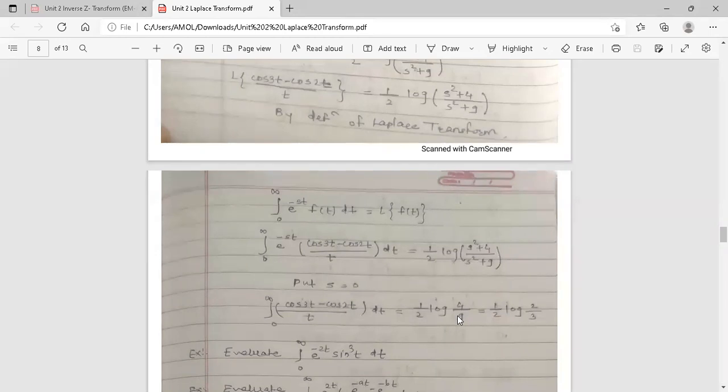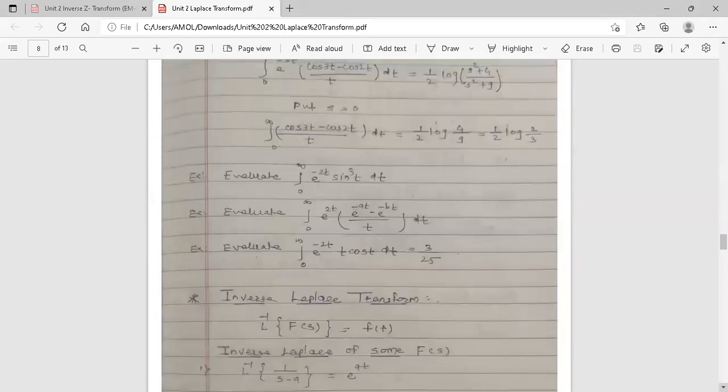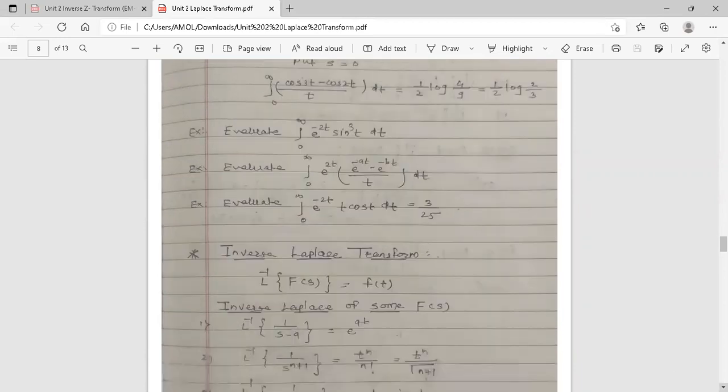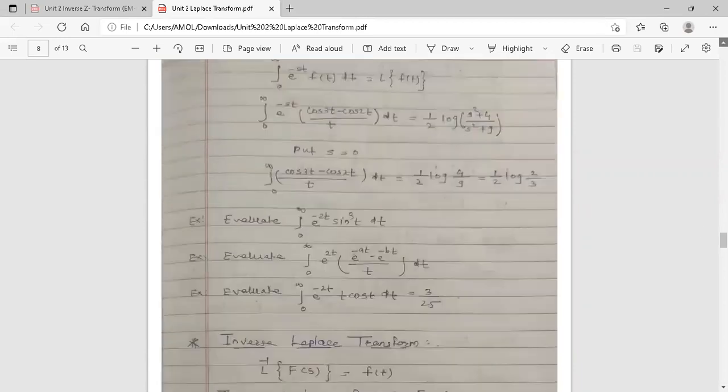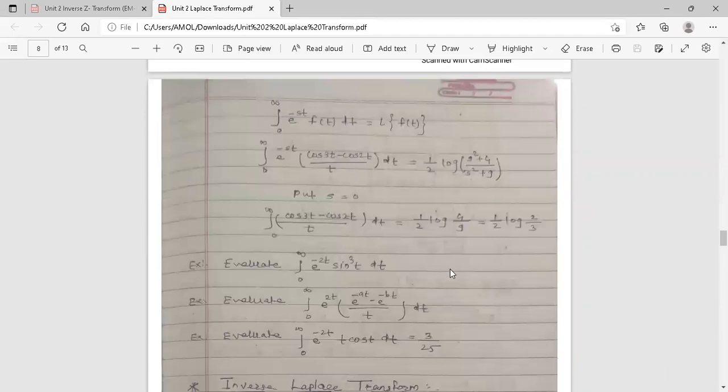Okay. So this is the example of Laplace transform. These are the examples. Here we tried to solve these examples of Laplace transform.